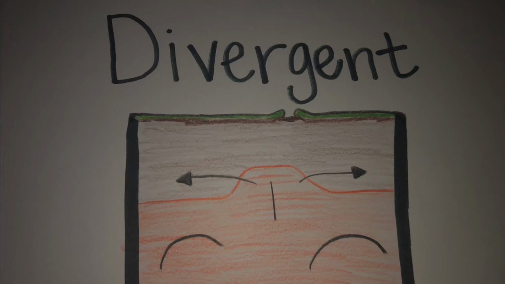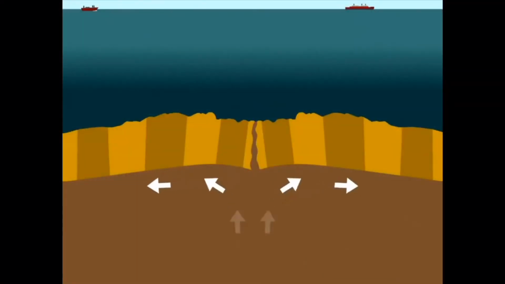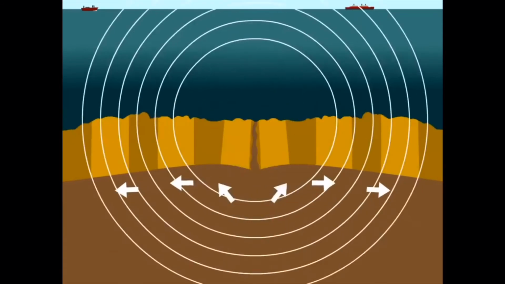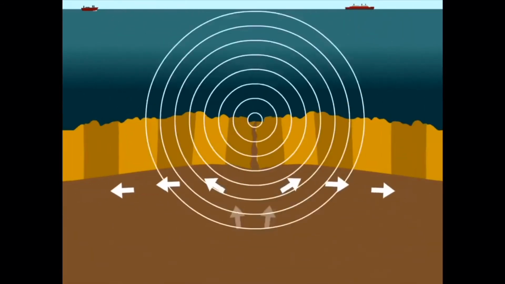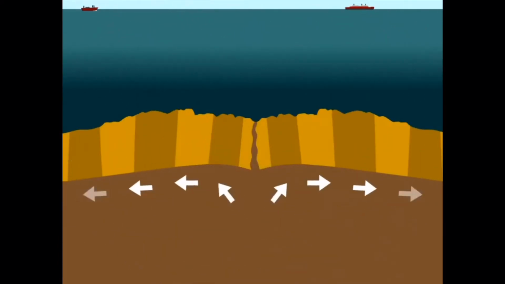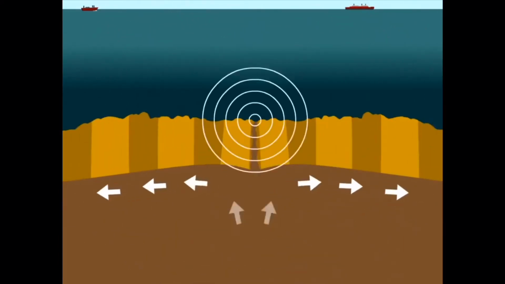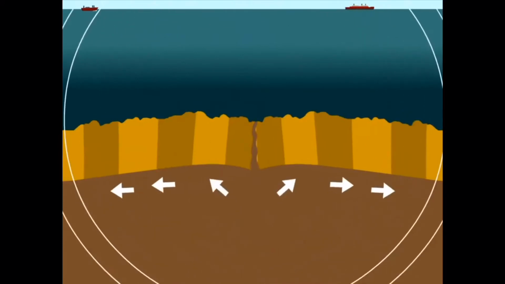Divergent, when two plates separate from each other, which can in turn cause seafloor spreading. Examples are oceanic versus oceanic, when two oceanic plates separate from each other, causing an increase in ocean crust. An example of this divergent boundary is the Atlantic Ocean.